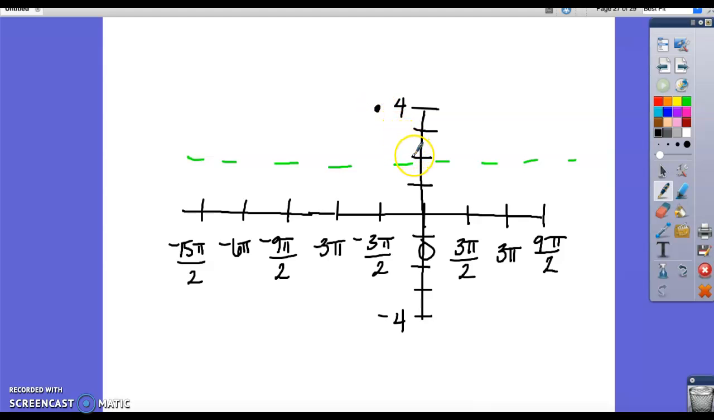Then I go to my midline, down to my min, back to my midline, and up to my max. And remember, my min is 2 units below the midline. Here I'm at my max. I go to my midline. 2 units below is my min. Back to my midline. 2 units above is my maximum. So here is that cosine function.